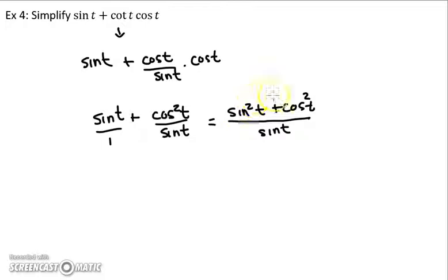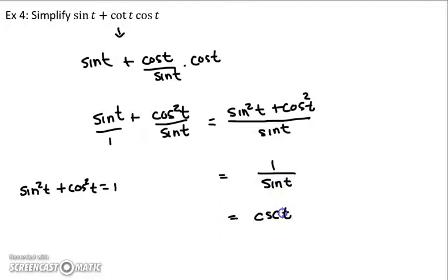So now we have a couple of squares in our numerator, and if we go back to our Pythagorean identity, because we have squares, sine squared of t plus cosine squared of t equals 1, so we can make that substitution, make this 1 over sine of t, and 1 over sine of t is cosecant of t.